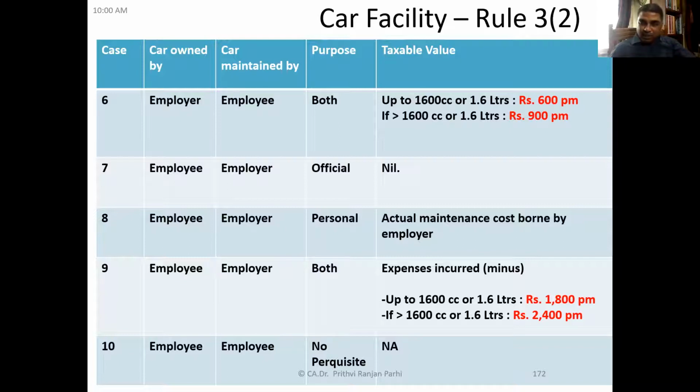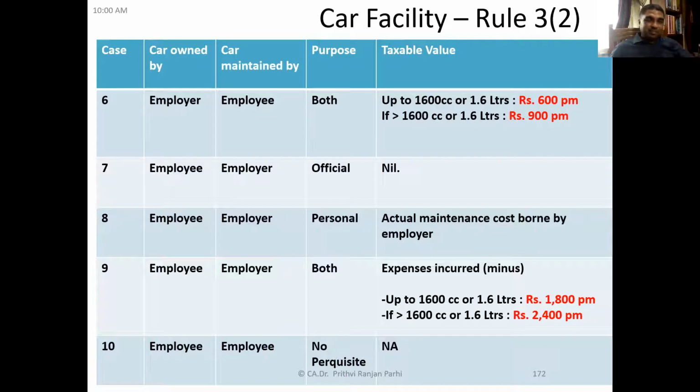If car is a small car, then from the actual expenditure incurred, since it is employee's car, 1800 rupees per month will be deducted. And if it is a big car, then 2400 rupees per month will be deducted. Understood? And if it is employee's car, employee is maintaining, then it is not a perquisite at all. So the taxable value question doesn't arise.